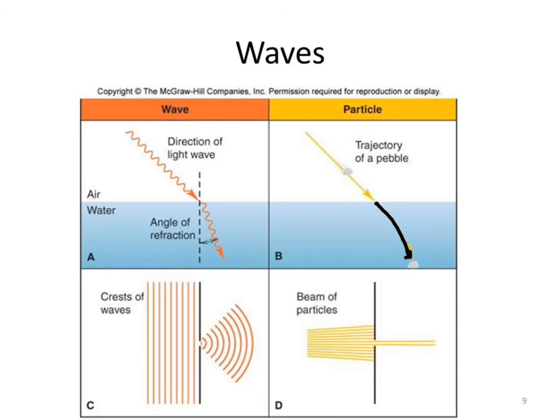Now, if I have a wave that hits a slit, so here's my slit, the wave's going to go through there, and then as it goes through, it's going to start expanding back out again on the other side. But if I have particles, any particles that hit the wall are just going to be stopped. Any particles that hit that slit are just going to keep going through that slit as though nothing was there. So it's important to understand this difference between waves and particles.